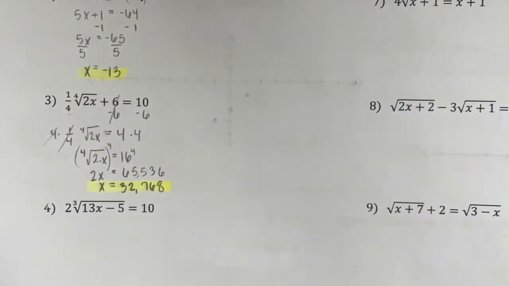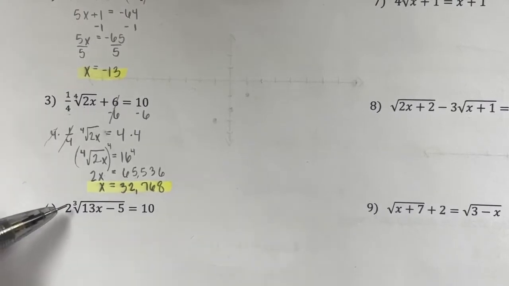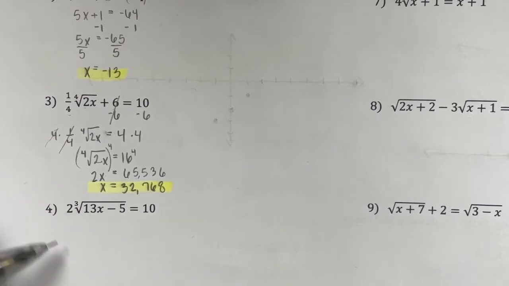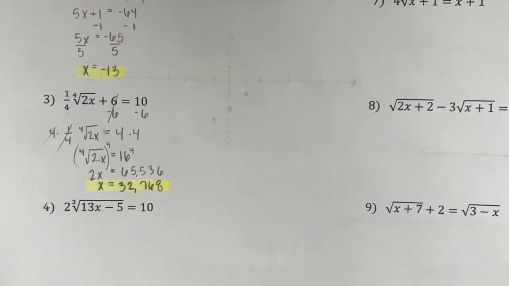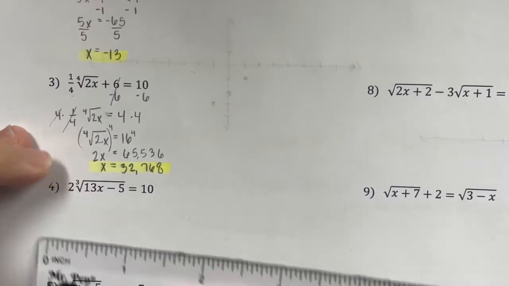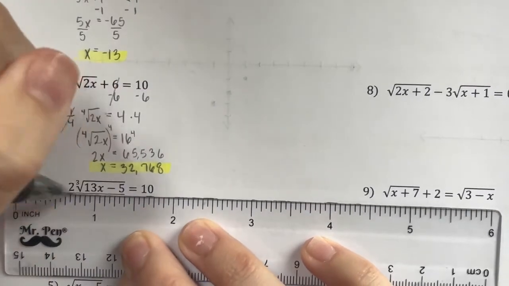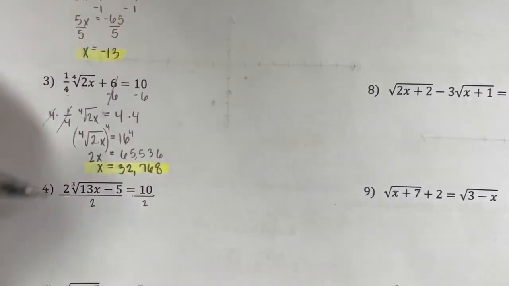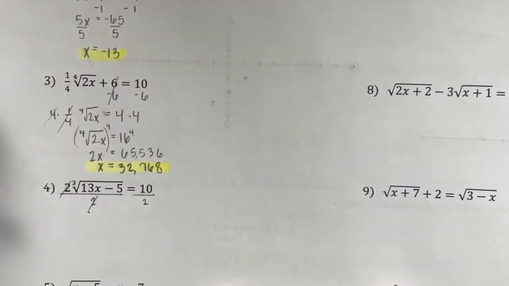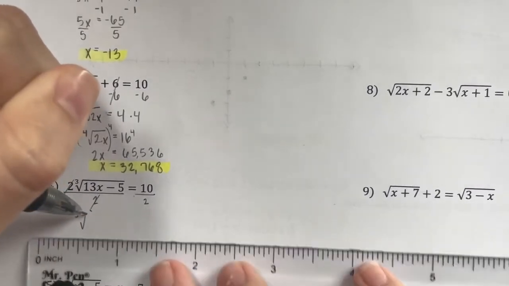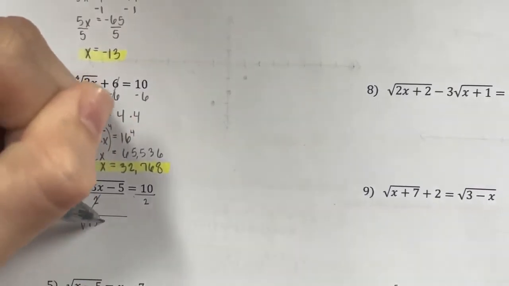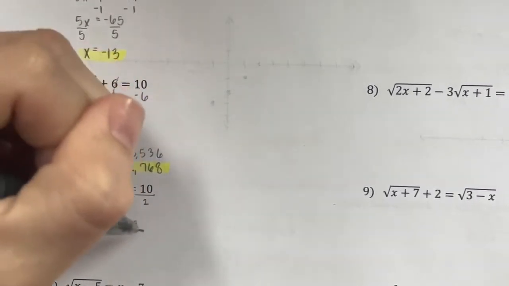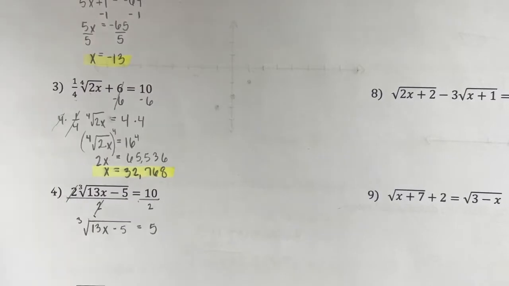And then for number 4, 2 times the cubed root of 13x minus 5 equals 10. So right now my radical isn't isolated. The only thing being done to it is that there's a 2 multiplied by it. So in order to undo that 2, I'm going to divide both sides by 2. And then the 2's cancel each other out. I'm left with the cubed root of 13x minus 5 on the left side, and then 10 divided by 2, so 5, on the right side.